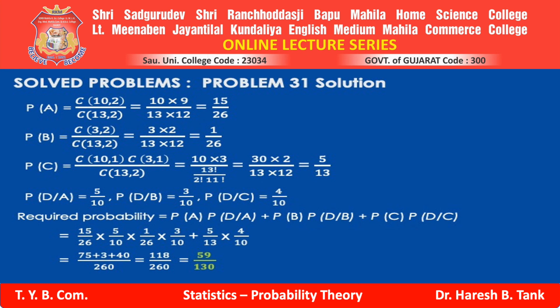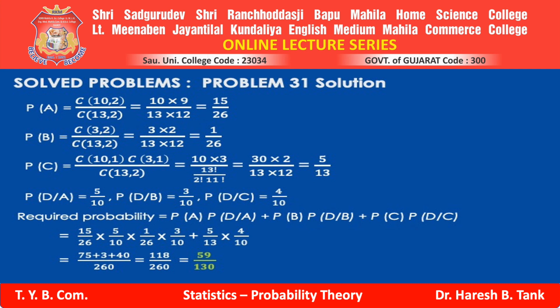Now, probability of D, where A has already occurred, that is 5 by 10. Probability of D, where B already occurred, becomes 3 by 10. Probability of D, where C already occurred, becomes 4 by 10. Now all the probabilities are with you. So the required probability is whether the first thing happens or the second or the third. Since the connector is OR, it is to be summed up.